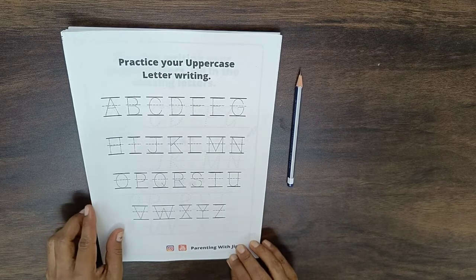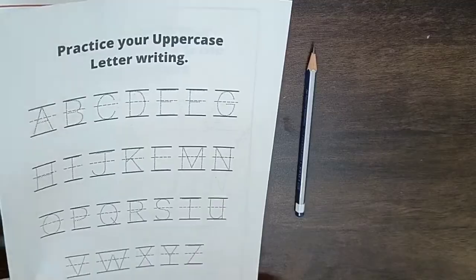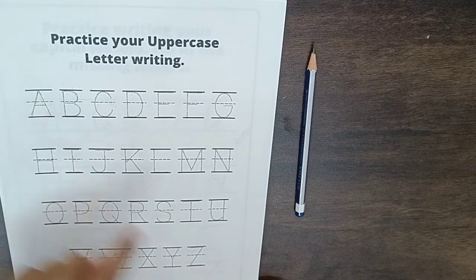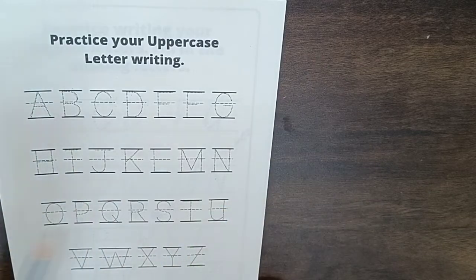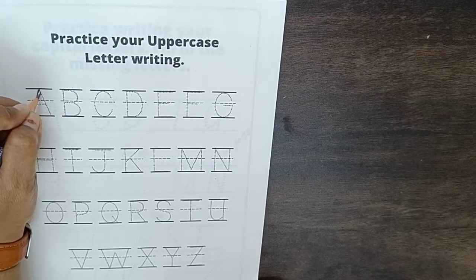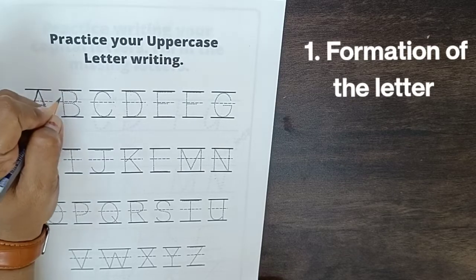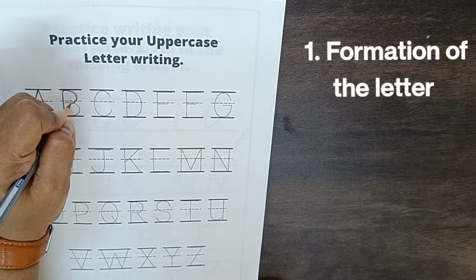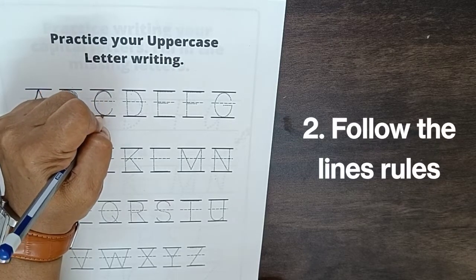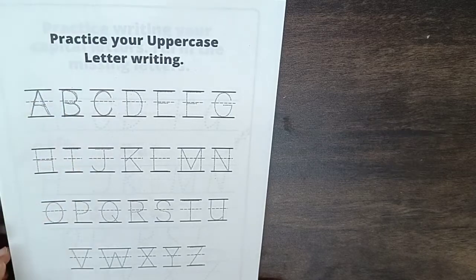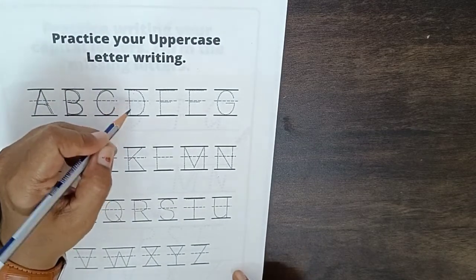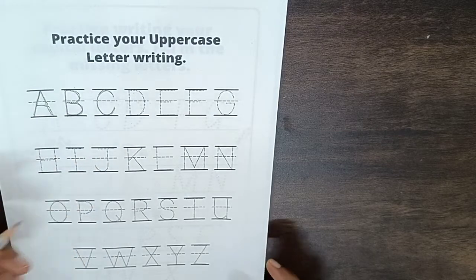First, usually schools give this way to practice writing A to Z. Here they check how the child is writing, whether the formation of the letter is correct or not, and whether he is writing on the line or not. This is the first question, where dots are given and the child has to trace the line.